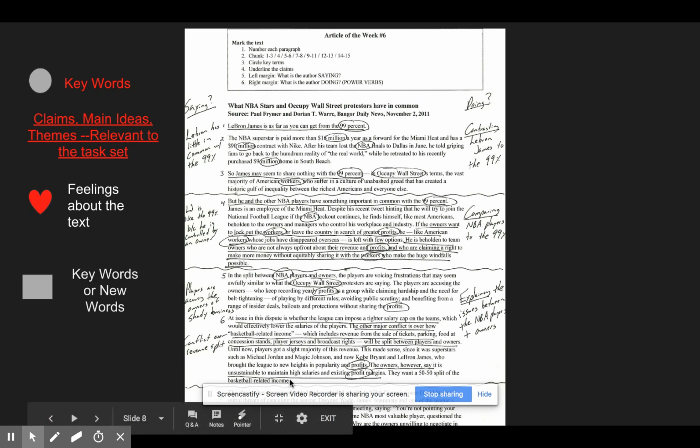So it doesn't necessarily have to be a word that you don't know. For the keywords up here, those could be like illusion. That would be a keyword because it's a literary device, but a new word might be the word profit. Make sense? All right.